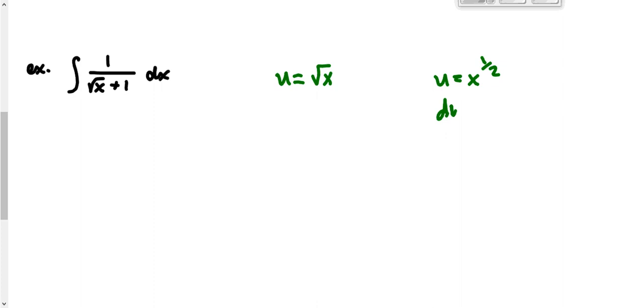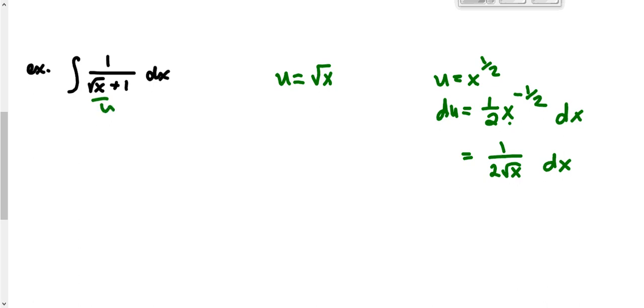If we find du, that would give us 1/2 x to the negative 1/2 dx, which is 1 over, this is a negative, so it would be 2 square root of x dx. Well, I don't have 2 square root of x on the bottom. And this is about to become u, so I'm not going to have any x's. So I'm going to have too many x's.